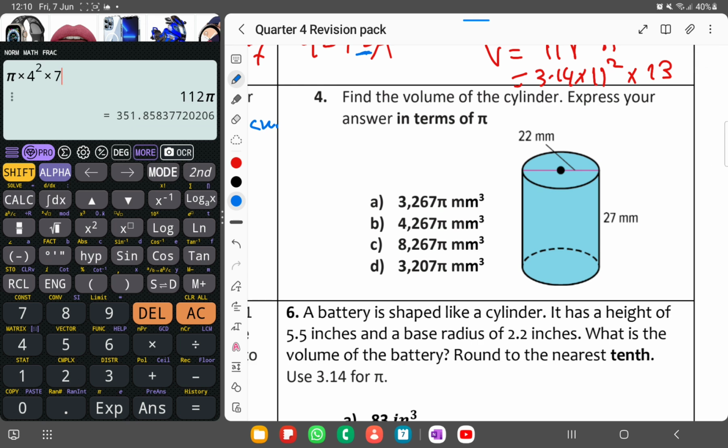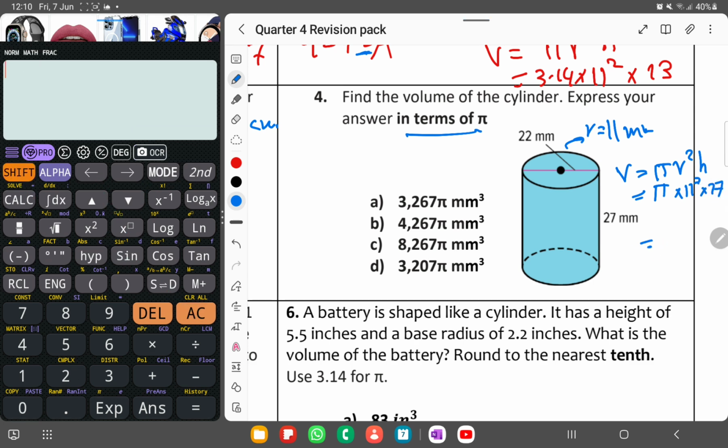Next, find the volume of the cylinder. Pause the video and solve this on your own. Let's do it. Radius is what? Diameter is 22, so radius is 11. Bravo. 11 meters. So the volume is pi r squared h. Keep pi. Why keep it? Because he said in terms of pi, so keep it pi, not 3.14. Times 11 power 2, because the radius is 11, times the height, which is 27. Very good. So now let's do it.